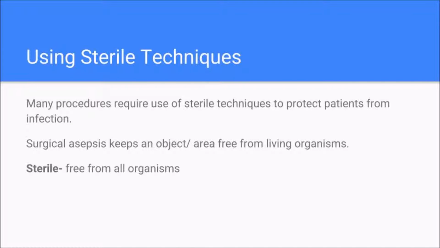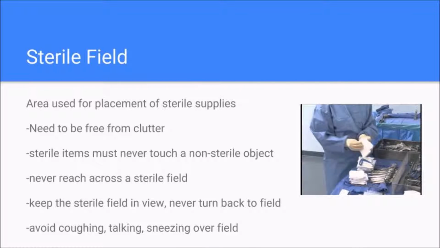Many procedures require the use of sterile techniques to prevent patients from infection. Surgical asepsis keeps an object or area free from living organisms. To be sterile means to be free from all organisms. The sterile field is the area that is used for placement of sterile supplies. It needs to be free from clutter, and sterile items must never touch a non-sterile object.